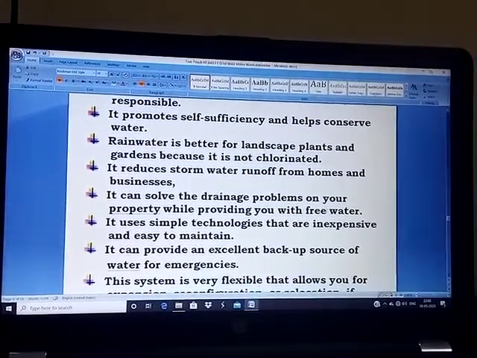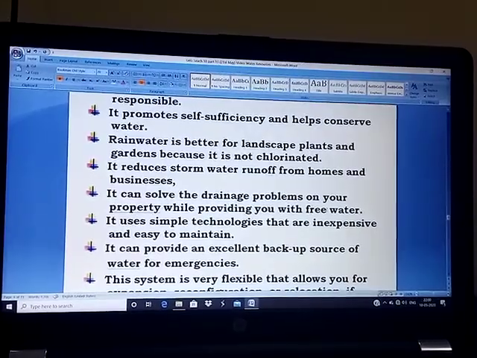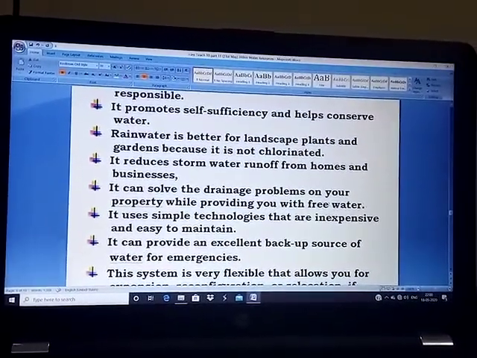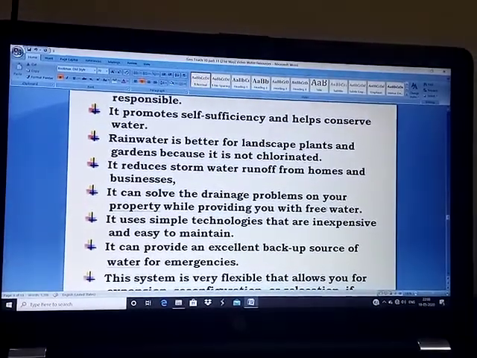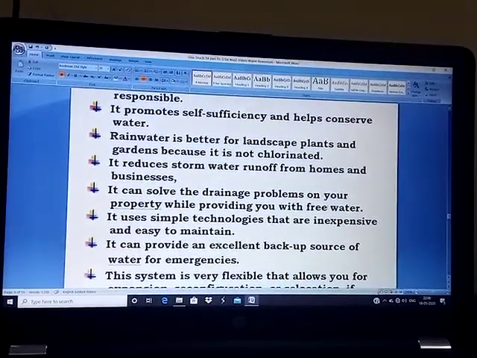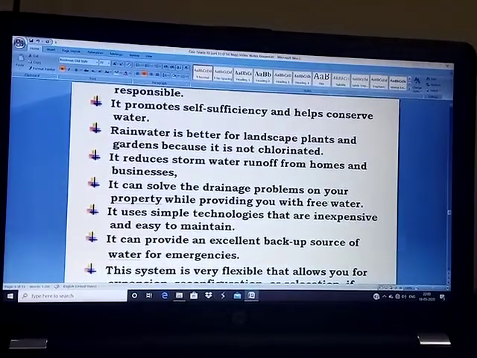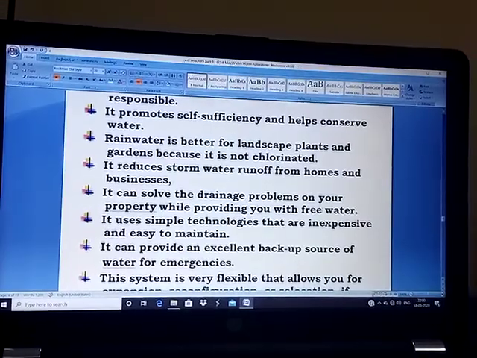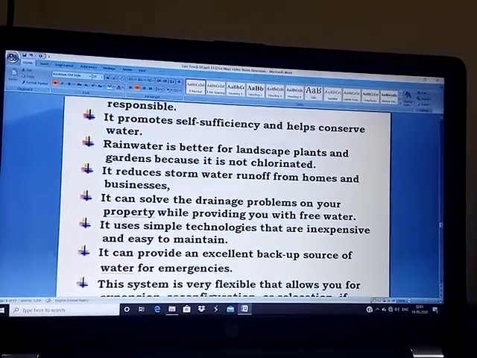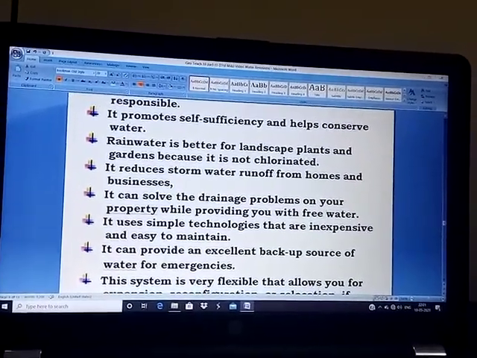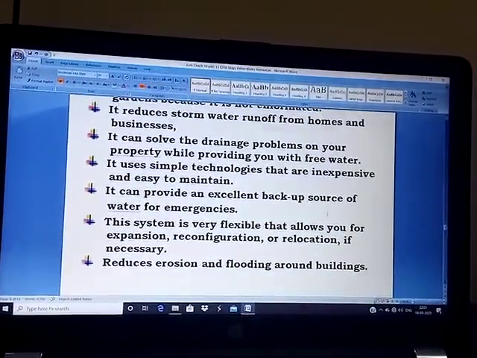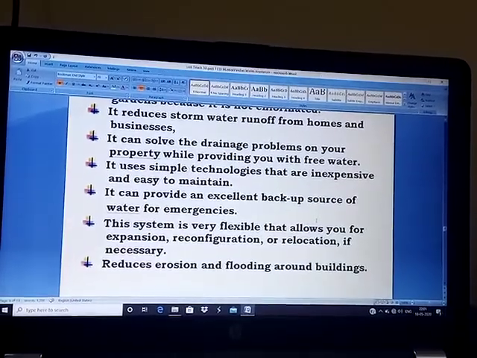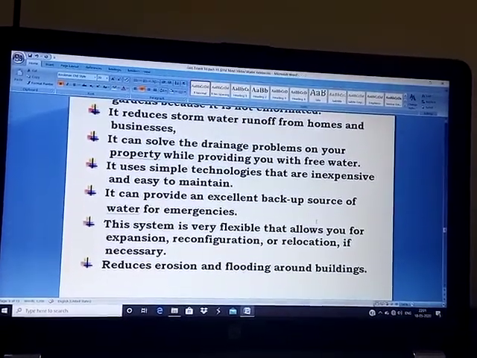It uses simple technologies that are inexpensive and easy to maintain. Remember, when we use the river water, ocean water for our drinking and other domestic uses, we have to use lots of technologies and lots of money and machines and treatment policies have to be done. It can provide an excellent backup source of water for emergencies. It is a reservoir, a storage.